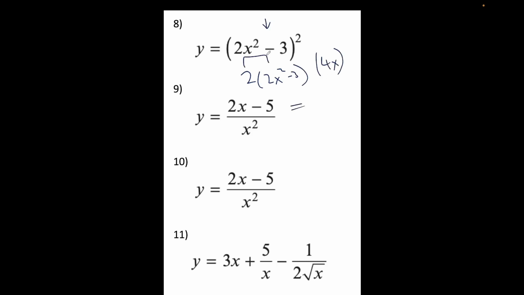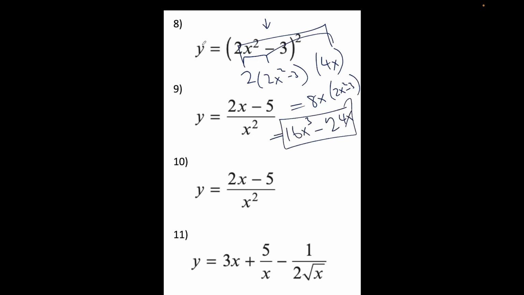Because this just means this times this times this, which means you can do 2 times 4x first, can't you, to simplify it, which is 8x bracket 2x squared minus 3. You could expand that if you wanted to, 16x cubed minus 24x. This is the differentiation of this now. Dy dx equals that.